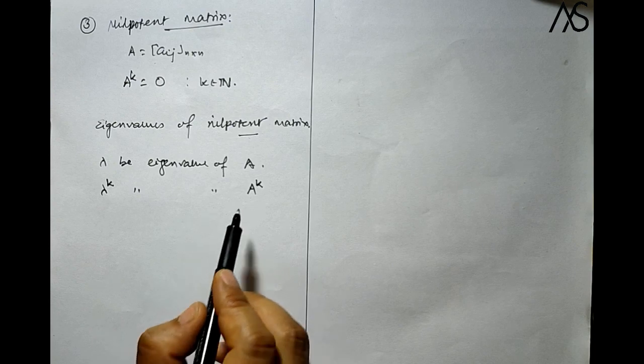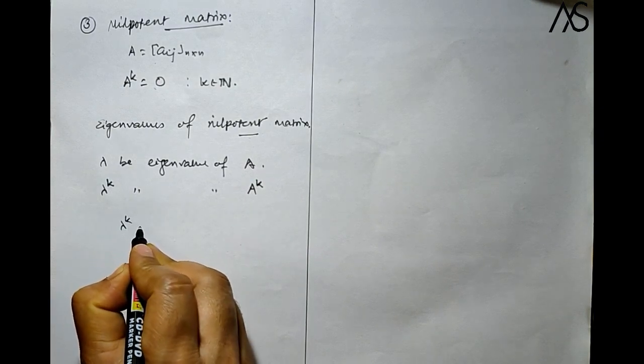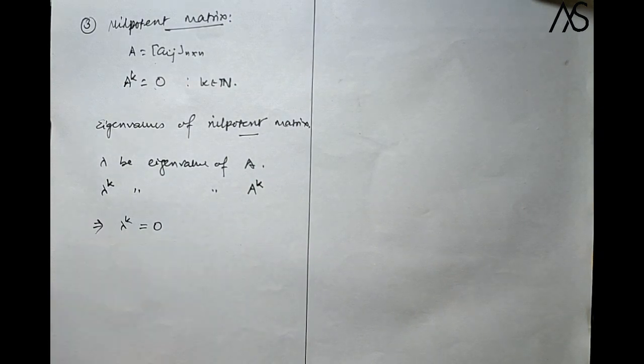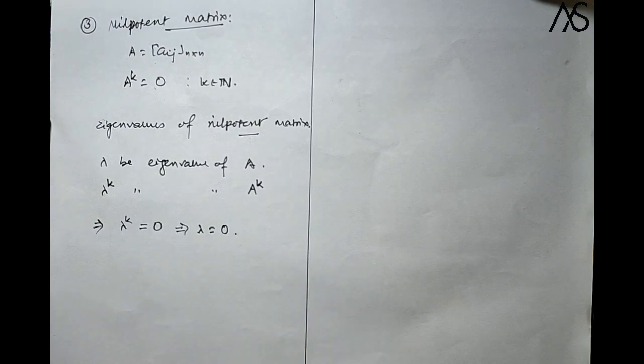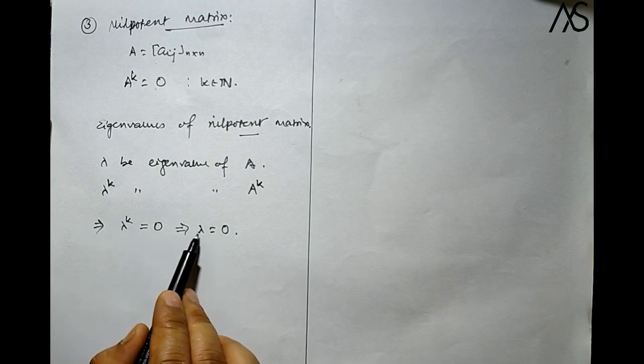is the eigenvalue of A to the power k, but here A to the power k is nothing but the zero matrix, null matrix, so lambda to the power k is equal to 0. Since lambda is a scalar, lambda is equal to 0. It means this is without zero divisors, यानी दो नॉन ज़ीरो एलिमेंट का प्रोडक्ट ज़ीरो नहीं हो सकता in the case of scalar. सो ये तभी हो सकता है ज़ीरो जब लैम्डा ज़ीरो.